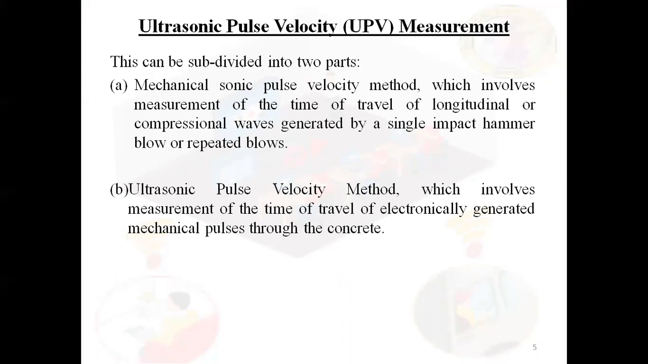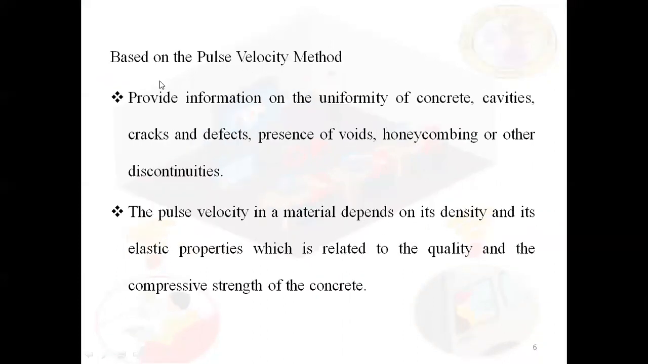For that we call it the mechanical sonic pulse velocity method. Next is the ultrasonic pulse velocity method, which involves measuring the time of travel of electronically generated mechanical pulses. It is the same method, but the mechanical pulses are generated electronically, using electrical energy. Generally, the ultrasonic pulse velocity method is used worldwide, instead of the mechanical sonic method.